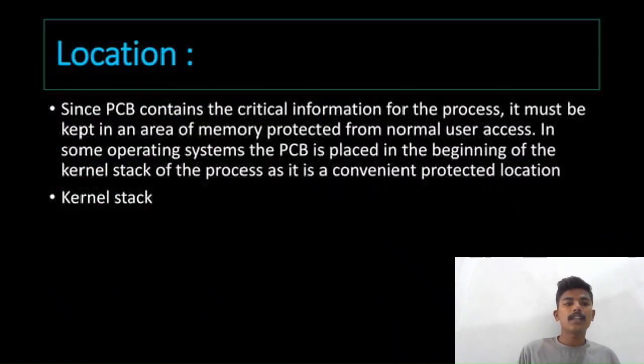So now let us see the last topic, that is location. Since PCB contains the critical information for the process, it must be kept in an area of memory protected from normal user access. So in some operating systems, the PCB is placed in the beginning of the kernel stack of the process, as it is a convenient protected location. So that means PCB contains much information about a process, so the PCB is placed in a very secure location in the operating system.